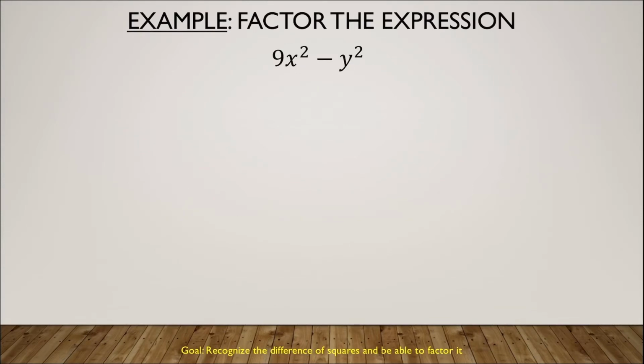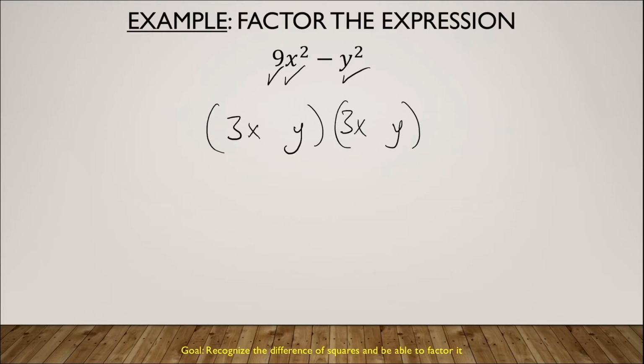What about this one? Can I take the square root of 9? Yep, the square root of 9 is 3. Can I take the square root of x squared? Yep, square root of x squared is x, so I'd have 3x and 3x. Square root of y squared, we're good there. We get y and y. One plus, one minus.